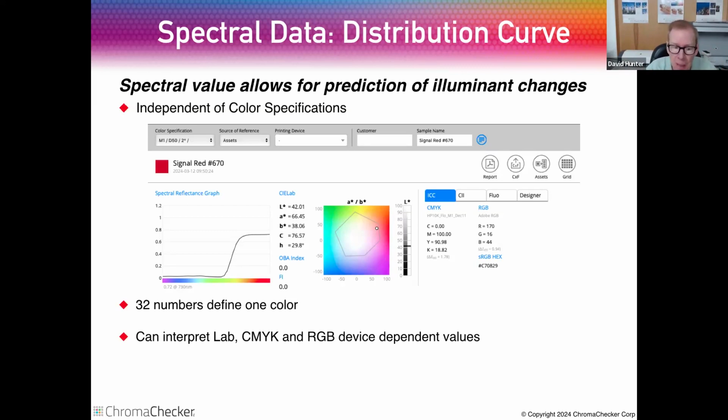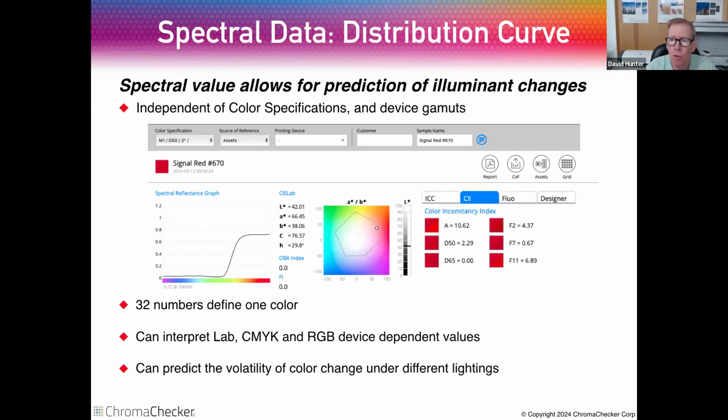In addition, spectral gives you the ability to understand the volatility of that color under different lighting conditions. So it's called color inconstancy. And you'll see over on the right now, I changed my tab from the ICC tab, which gave me the indigo and the Adobe RGB values. I clicked on the color inconstancy index, and it shows me the volatility of this signal red color under A, which is incandescent lighting, so kind of a yellowish lighting. And you can see it's moving by 10 delta E.